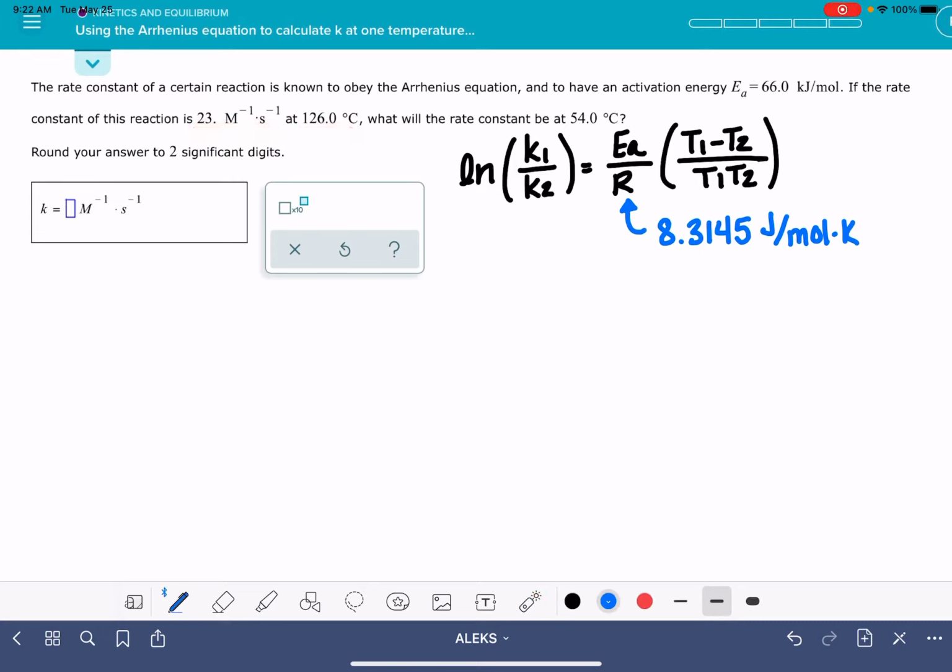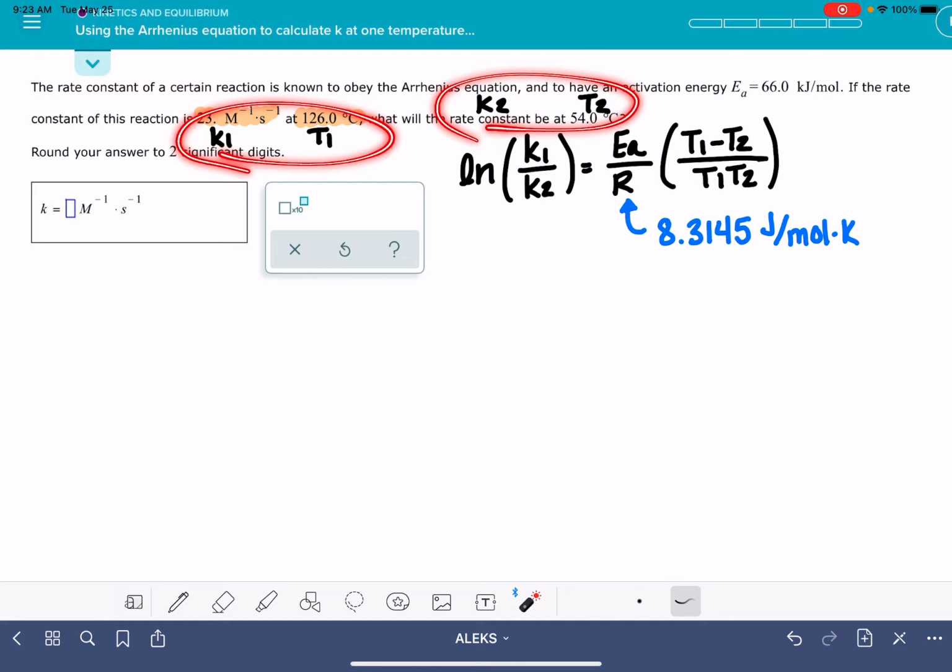So that means, and again, kind of the trickiest part of this problem is making sure that we're getting this data matched up. So we want to make sure, let's just call this rate constant our K1. So we'll call this temperature our T1. And then we're trying to figure out a different rate constant. We'll call that K2 at 54 degrees. We'll call that T2. And again, we want to make sure that we're really getting these numbers matched up correctly. We don't want to associate the wrong rate constant with the wrong temperature.